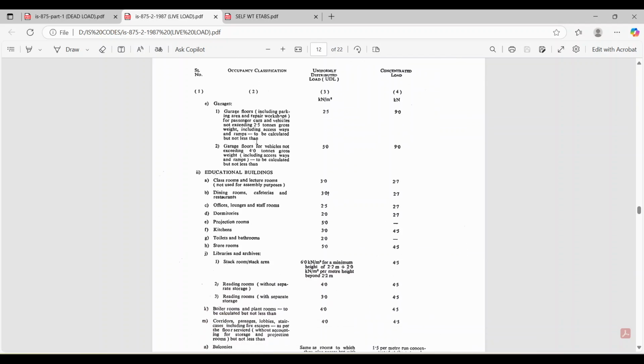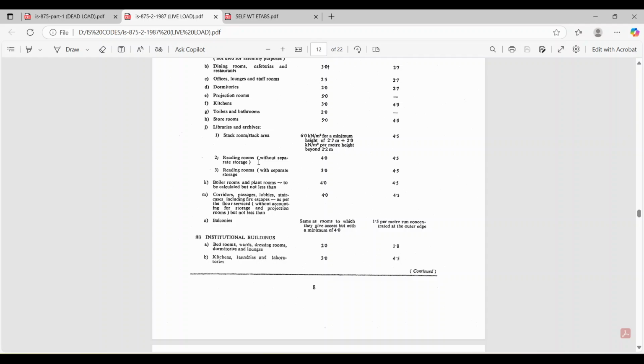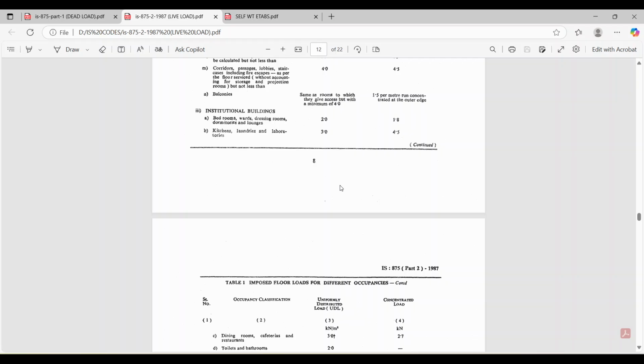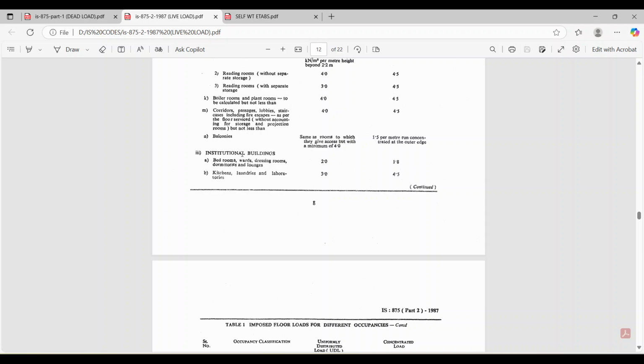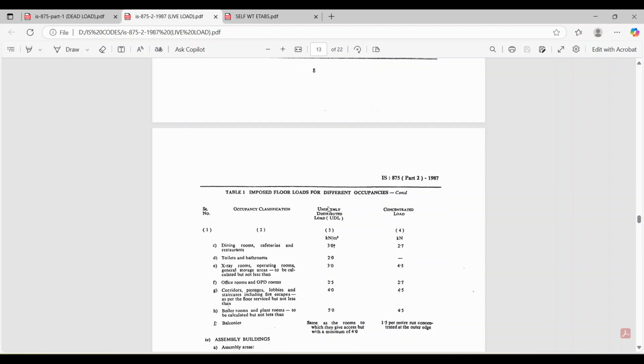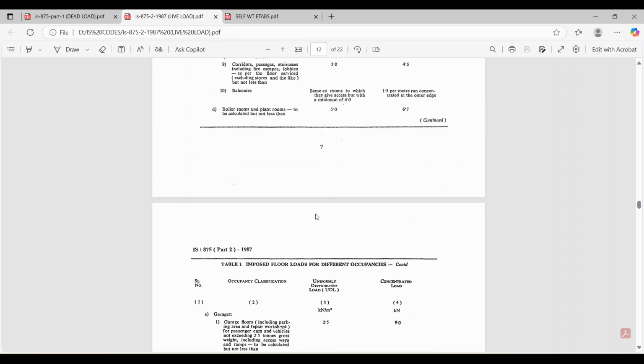Okay, if you come here downside, here is the live load for the garages. For the educational building, we have different kinds of live loads for the different rooms. By reading the table, you can see the values and put them in your project. Here, for the institutional building, these are the live loads. So you need to read the IS code for that.